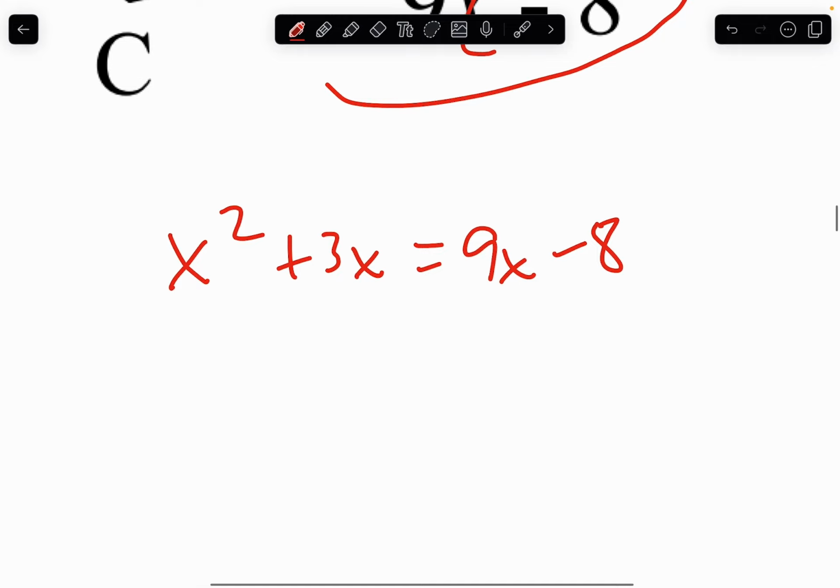This is a quadratic, so we've practiced this. This was on the test. This was on the quiz. It's going to be on the test. We have to be able to factor. We have to be able to solve. First move is to clean it up.